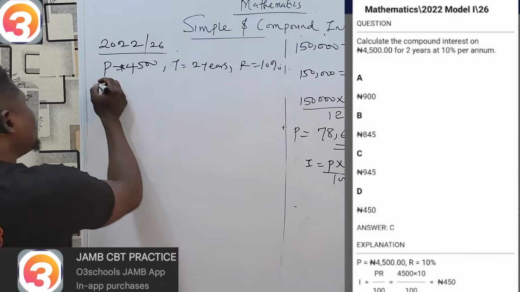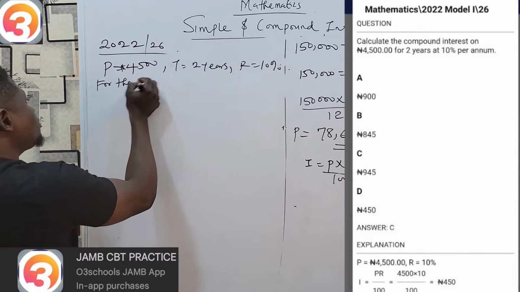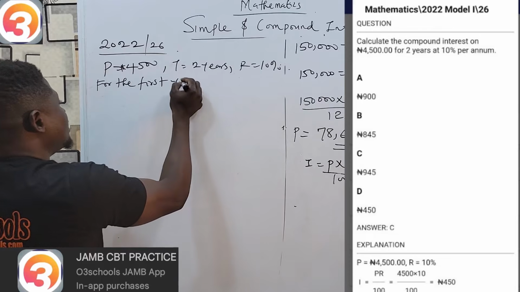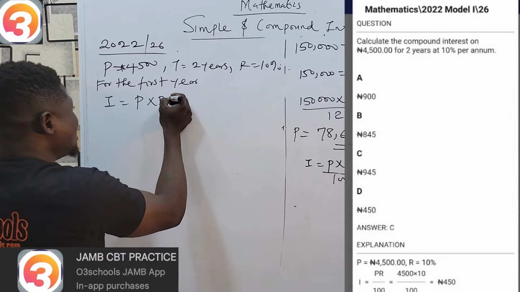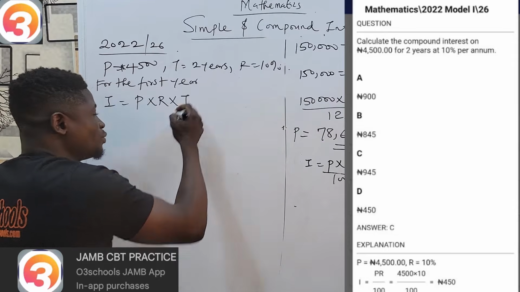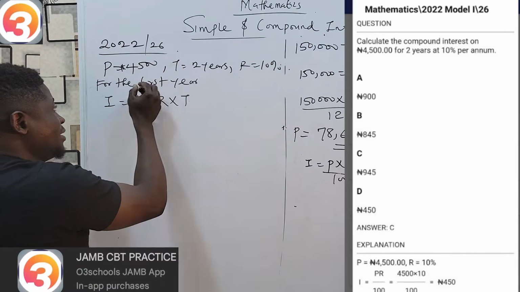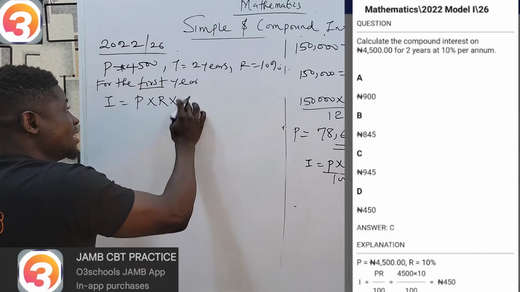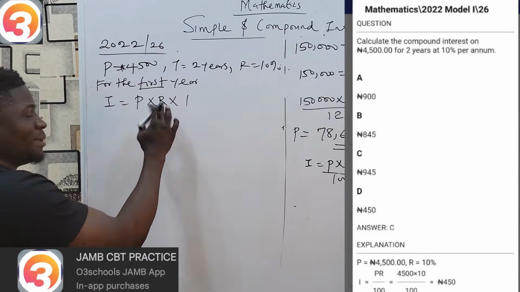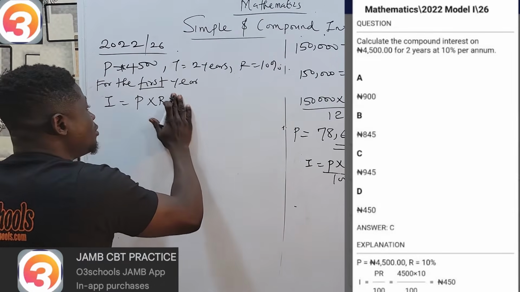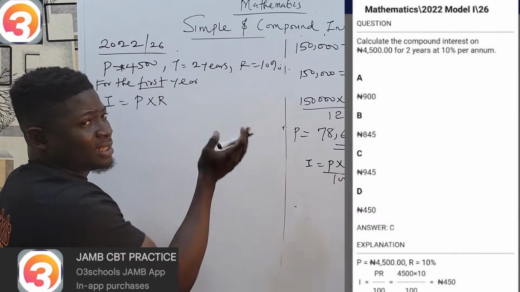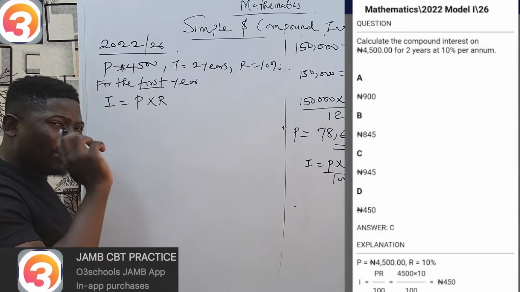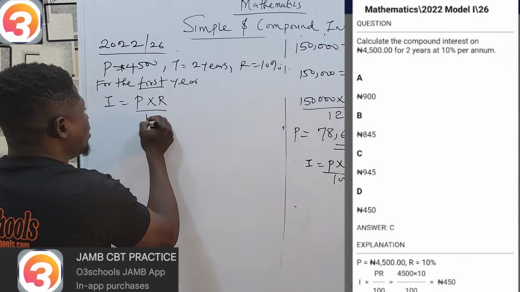It may explain. For the first year, interest is what? Principal times rate times time. But time is what? It is 1. This is the first year. That's why we don't usually use time again. When we come to compound interest calculation, we usually just omit the T because we know that we're calculating per year. So PR over 100.